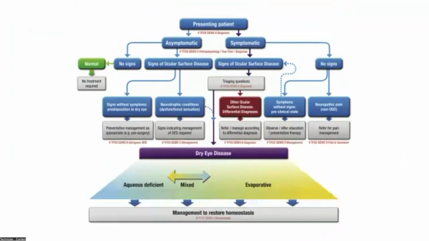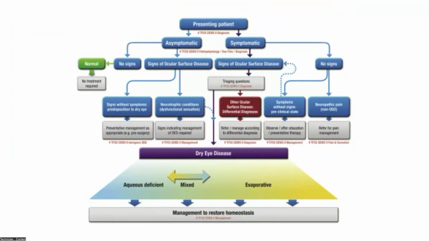Okay, so this looks messy, but it really is a great tool. So this again is from the TFOS DEWS 2. What you have is basically what do you do? How do you know this is a dry eye? How do you know it's not something else? If you see a patient that's asymptomatic, but they have signs of dry eye, it's NK, right? We talked about that, right?